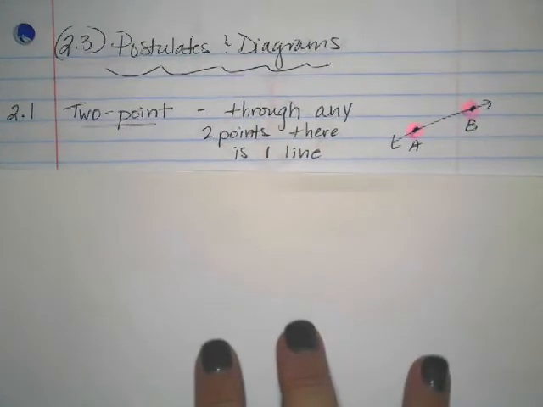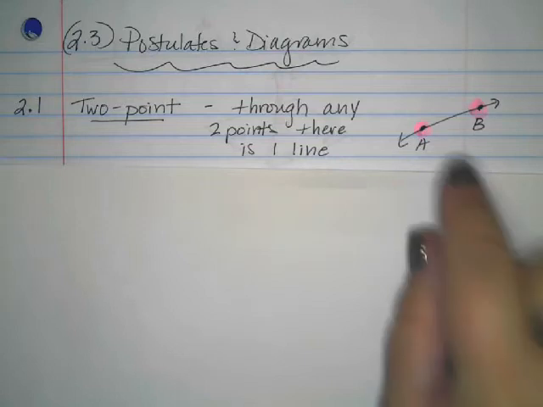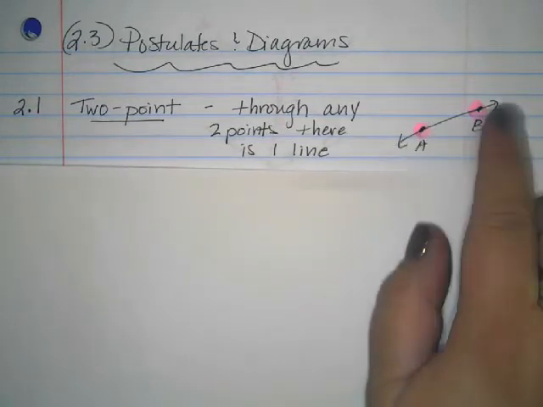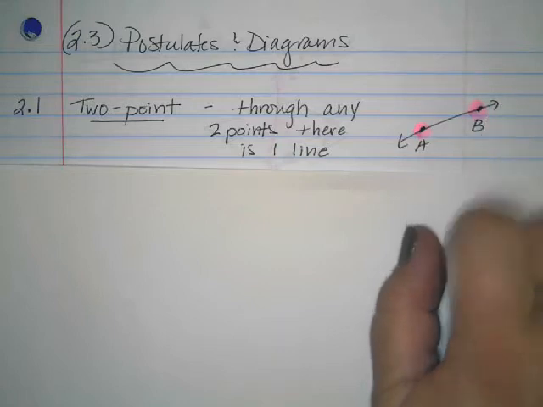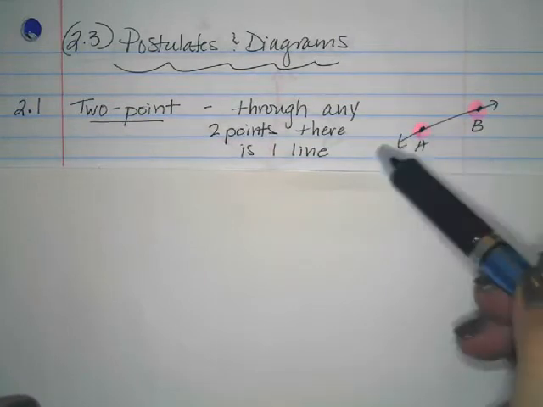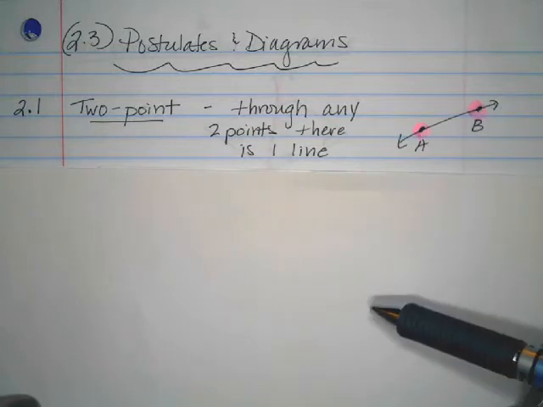The first rule, or postulate, is postulate 2.1, and it's called the 2-point postulate. It states that through any 2 points, there is exactly one line. So I drew that. I had 2 points, and through these 2 points, there's exactly one line. I couldn't get another line out of them, like I couldn't draw here, because it would only go through B. It wouldn't also go through A. So there's only one line that exists through these 2 points.